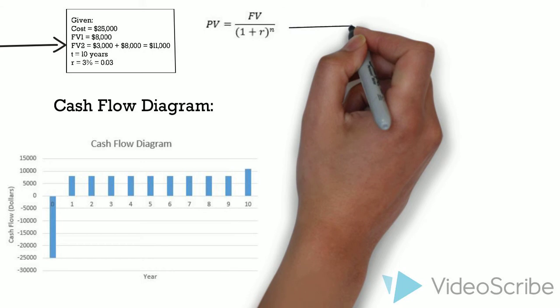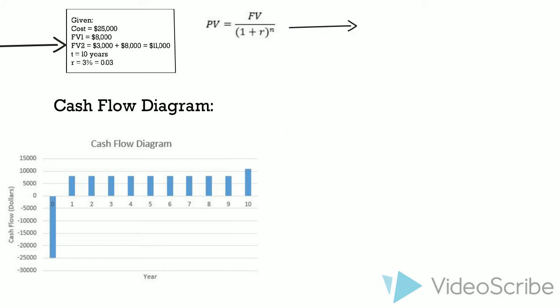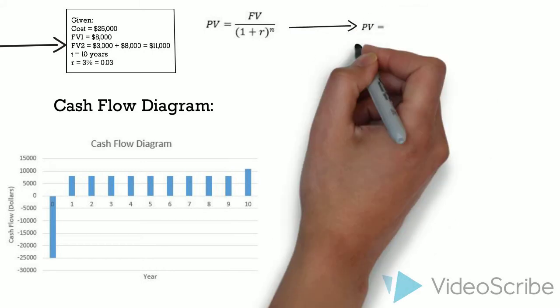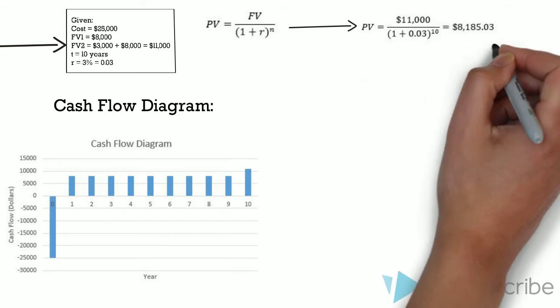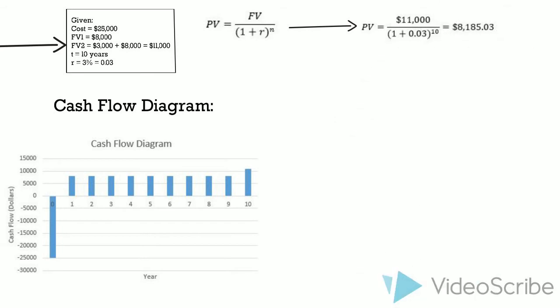We will begin with the single payment present value, which is simply the final $11,000 payment. To calculate this present value, we will use the single payment formula as follows. PV equals $11,000 over 1 plus 3% to the 10th power. This is because it's the 10th payment only. And that's going to equal roughly $8,000.